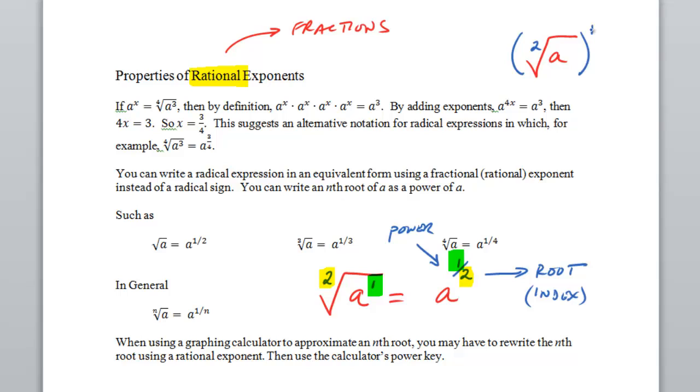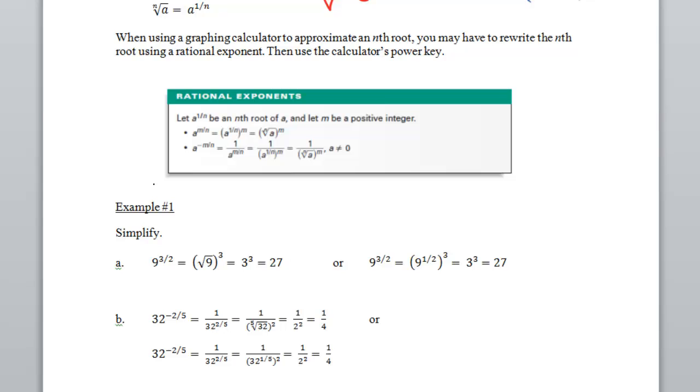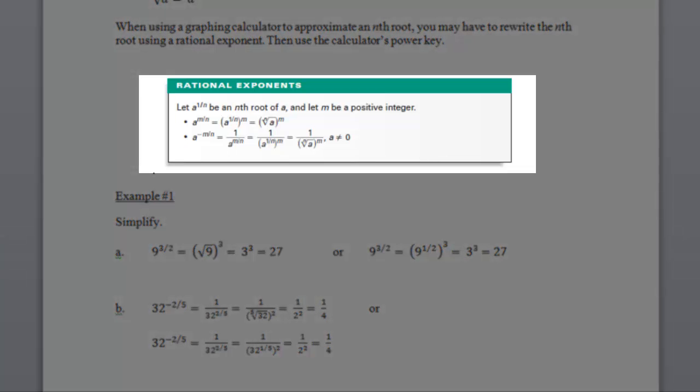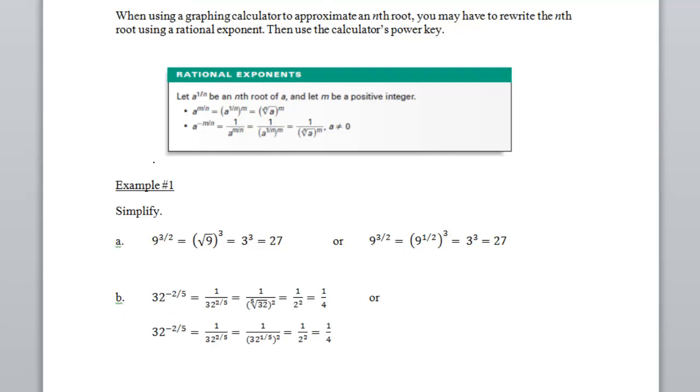So the first skill that you really need to learn is how to rewrite back and forth, and that's what we've got right here in this little concept summary box. And our first example, you can see that we have in part A rewritten 9 to 3/2 in a couple different ways. The first way we converted it to a radical, and you'll notice that that power of 3 is outside instead of underneath. Or we have just broken up the fraction and dealt with the rational exponent by itself.